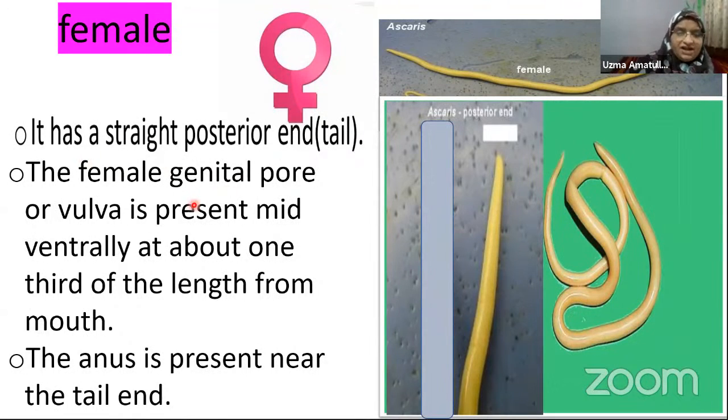The female genital pore or vulva is present mid-ventrally at about 1/3 of the length from the mouth. So from the mouth, if you divide the body of the worm into three parts, 1, 2, 3, mid-ventrally there will be an aperture. Aperture means opening, which is called the genital pore. The word pore means a small opening. Now here, the anus is present near the tail end. That is the last part of the digestive tract.